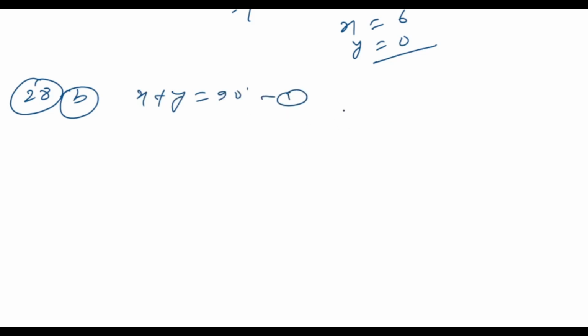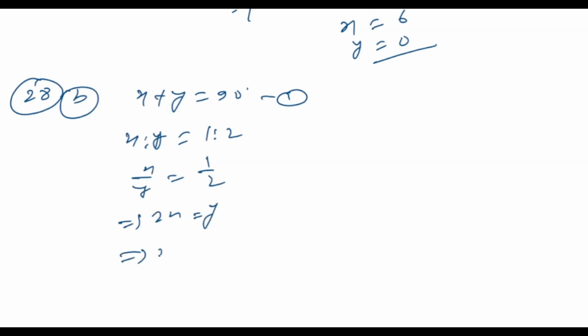This is equation 1. Another thing is given, x is to y is equals to 1 is to 2. It means x by y is equals to 1 by 2, and if you solve, 2x is equals to y. Here will be 2x minus y equals to 0. This is the second equation. Now we have to solve.